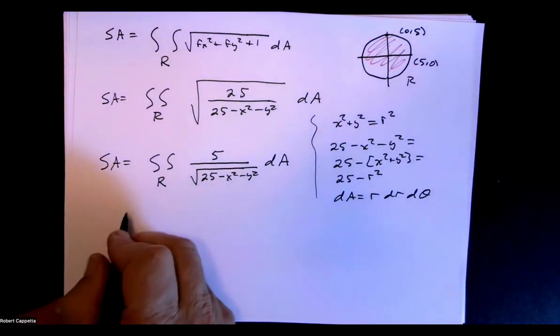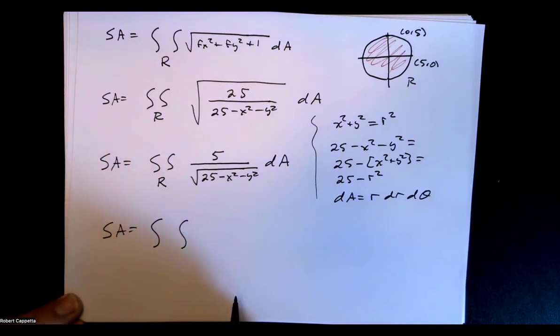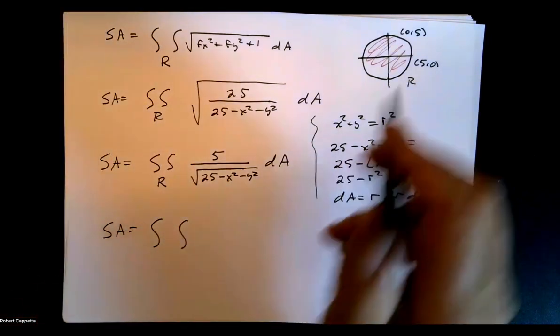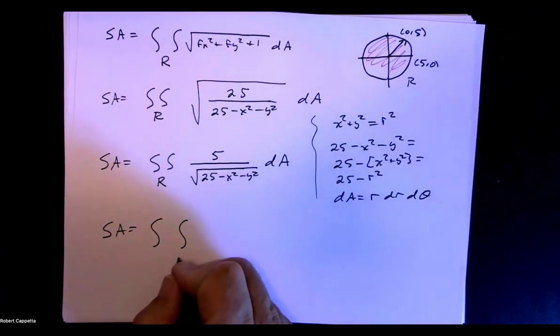So let's look at our double integral here. What is little r ranging from? We have a circle of radius 5. So little r ranges from 0 to 5.